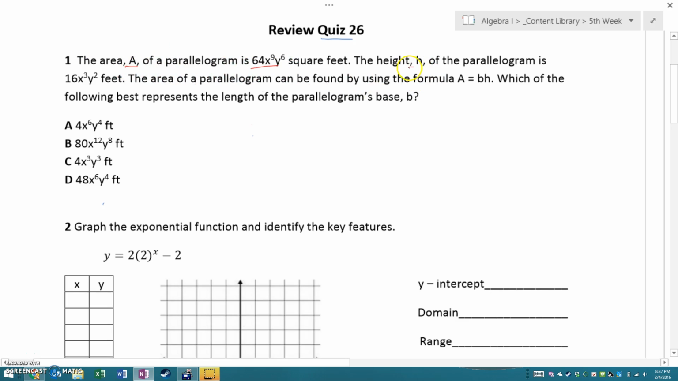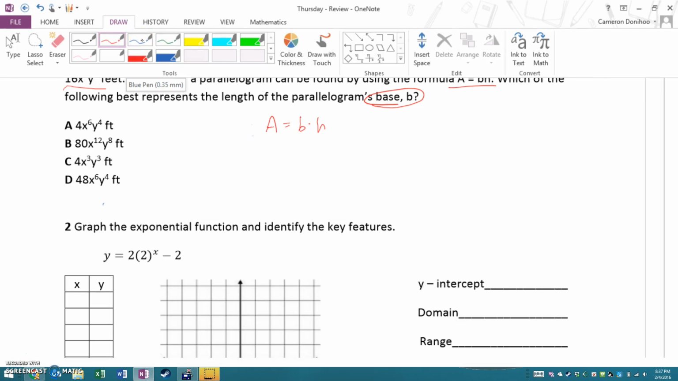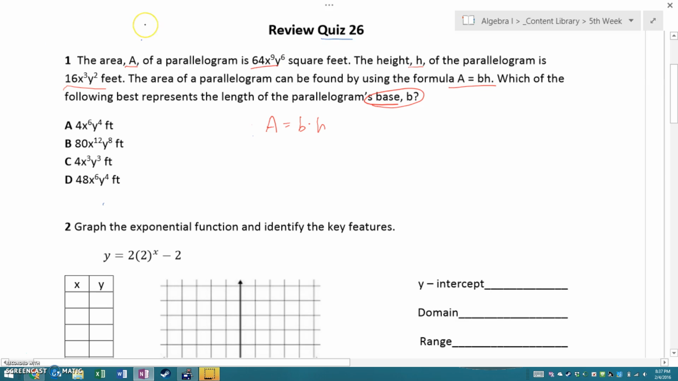There's the area. The height of the parallelogram is that. There's your area formula. Which of the following is the base? So I'm trying to find the base here. I'm going to go ahead and use that formula to get all this put together. Now, because I know what the area is, I can go ahead and use that information along with the formula.